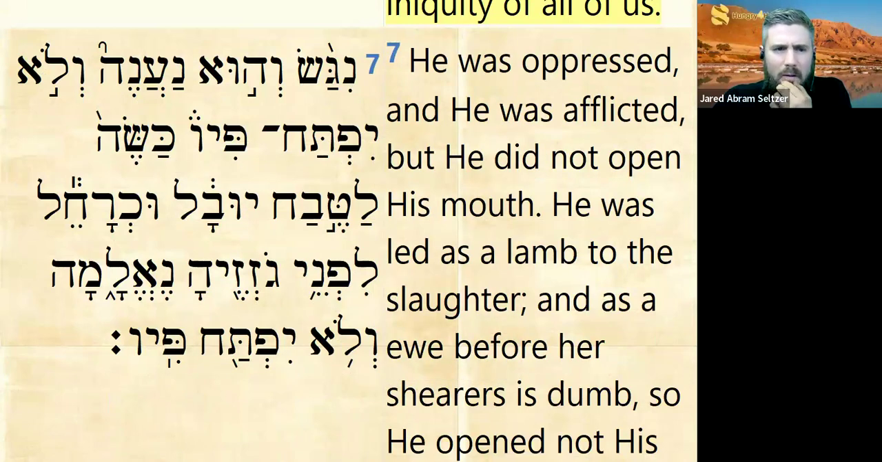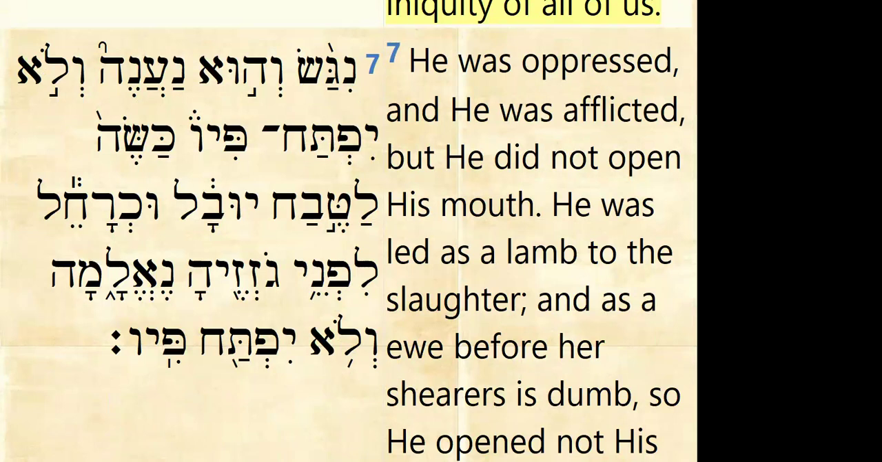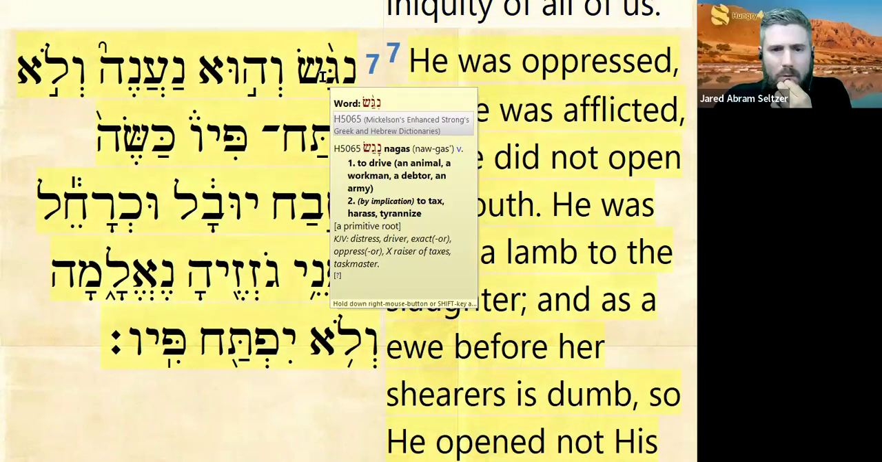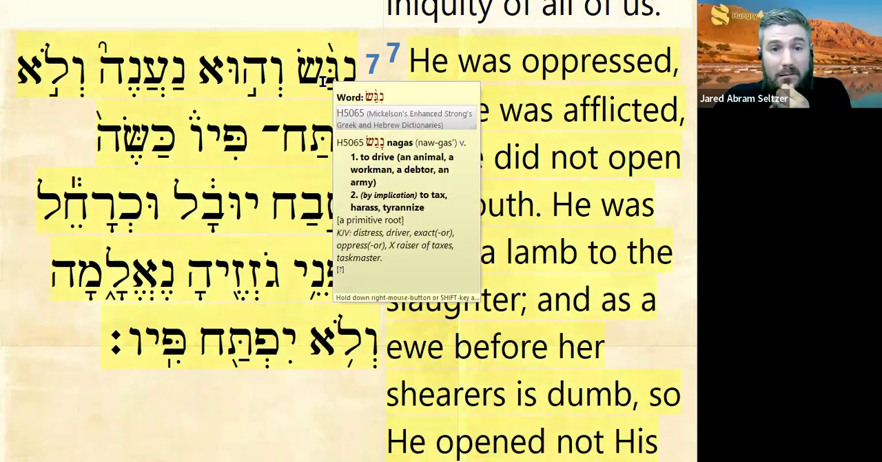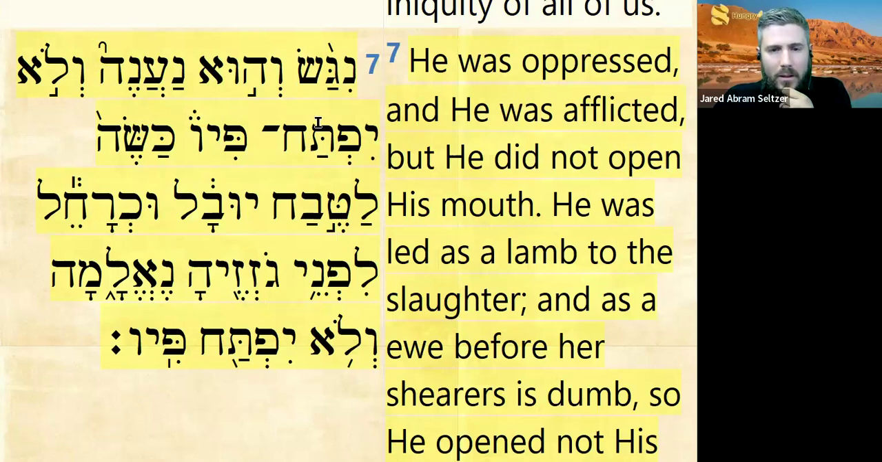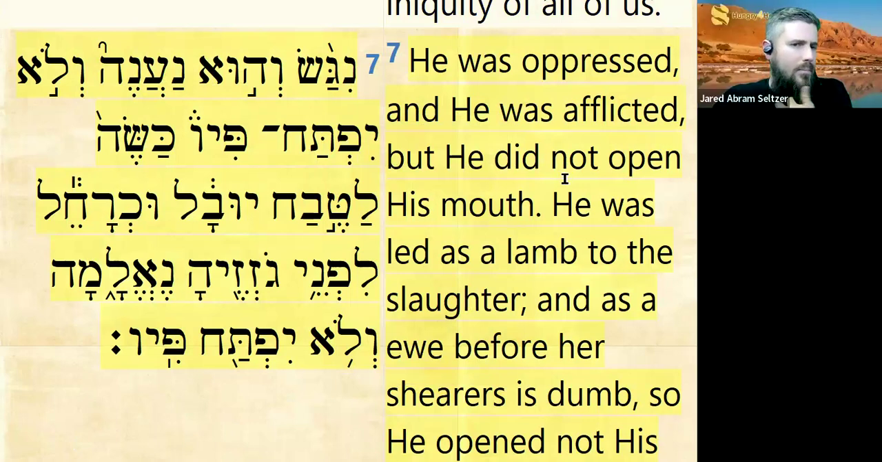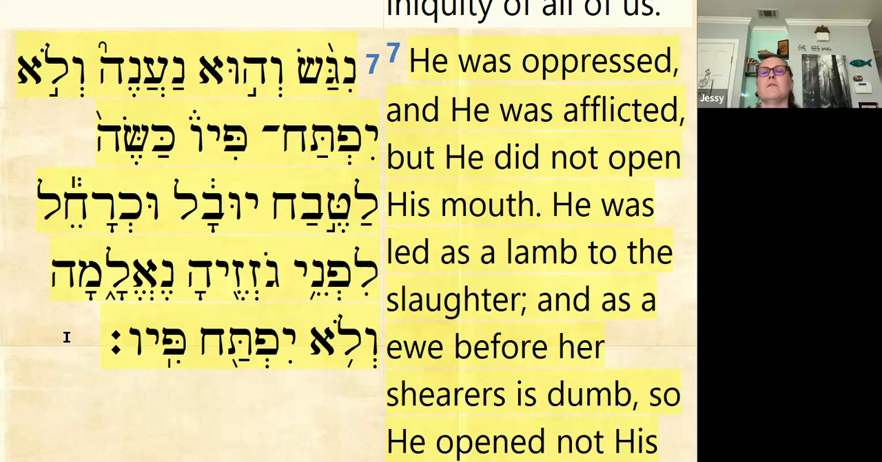Nigas? Wait a second. I'm not familiar with that one. Oppressed? I mean, that's what's being translated as, so I want to know. Nagas, to drive such as an animal, or to tax or harass or tyrannize. Okay, Nigas, he was Nifal, he was oppressed. V'hu na'ane, and he was, yeah, it looks like the way it's being translated, it comes from la'anot, to afflict, but it just looks like a nun nifal is being used for a, basically to afflict shouldn't be in the nifal. So what could this be if not a nifal? Na'ane, we, no. Anyway, it's being translated as he was afflicted.